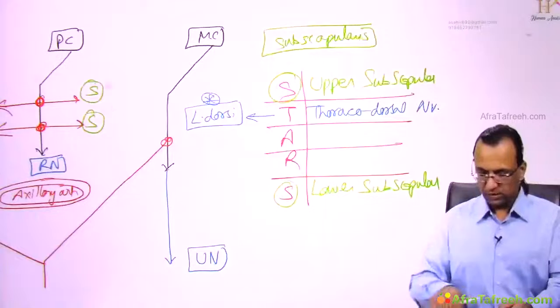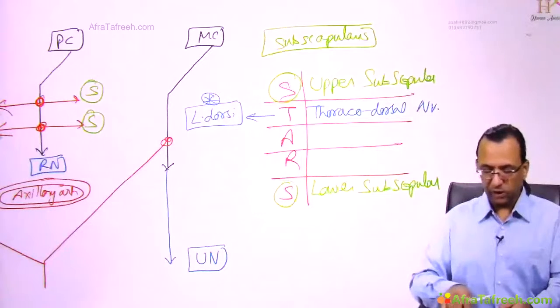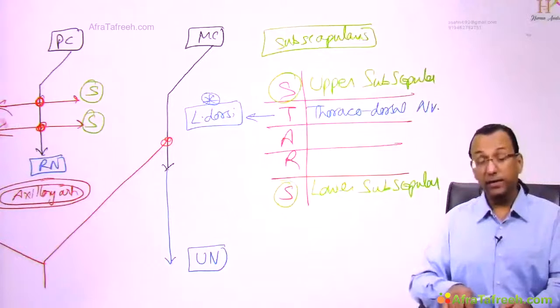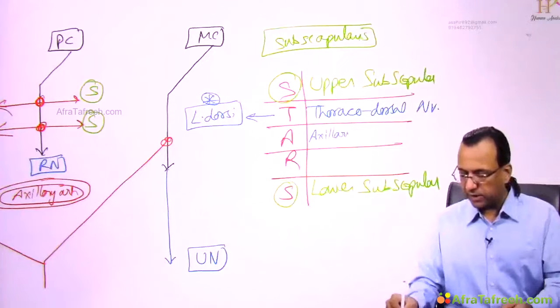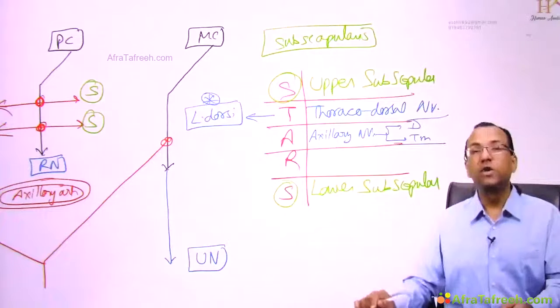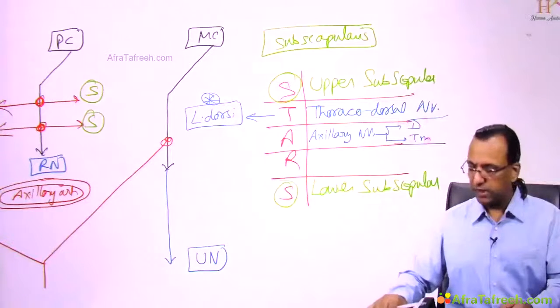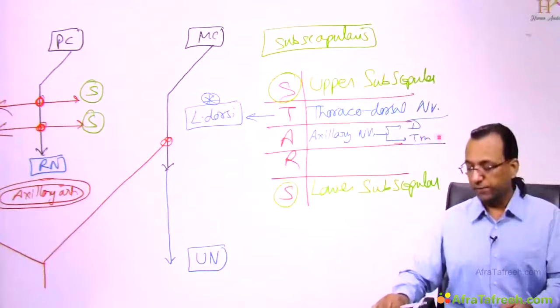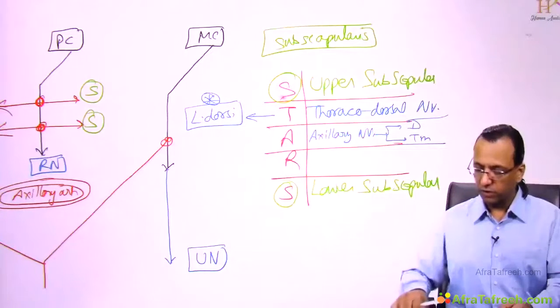So what is this A for? A is for the axillary nerve. You remember it supplies 2 muscles? The deltoid muscle and the teres minor muscle. The deltoid is a powerful abductor, and teres minor is a lateral rotator muscle. They are supplied by the axillary nerve, a branch of the posterior cord of the brachial plexus.